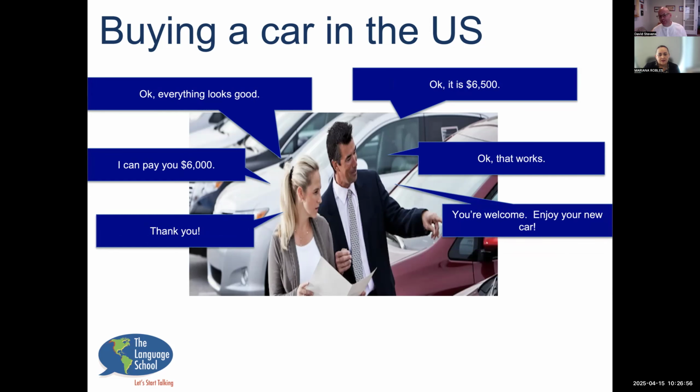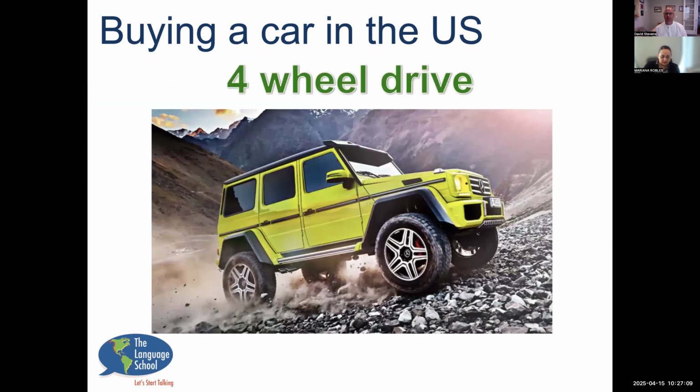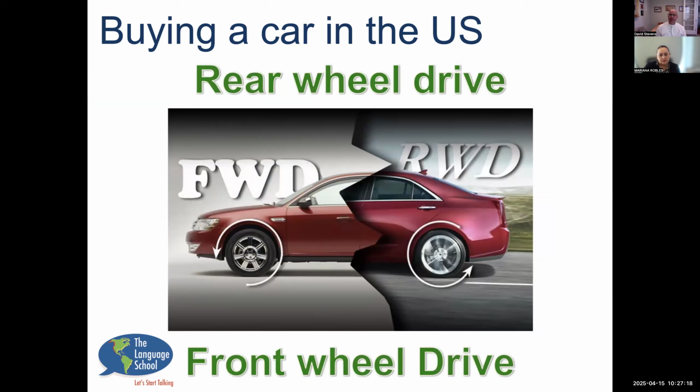Okay, so that's obviously a simplified conversation, but that's kind of what it looks like. So these are some of your options when it comes to buying a car. You might get a car, a truck, a van, or an SUV. Then we have features here in Colorado that might be important, like four-wheel drive if you go up to the mountains a lot. Down in town, you can either have a rear wheel or a front wheel drive vehicle.